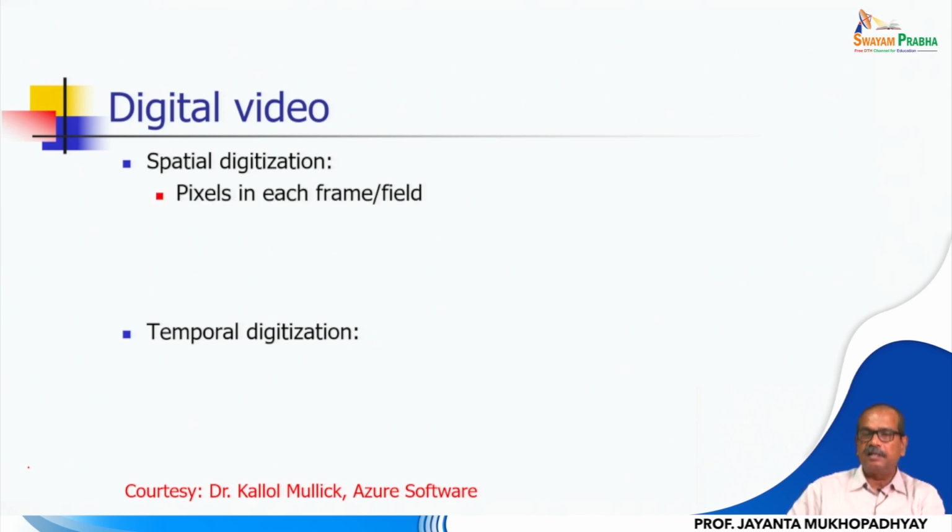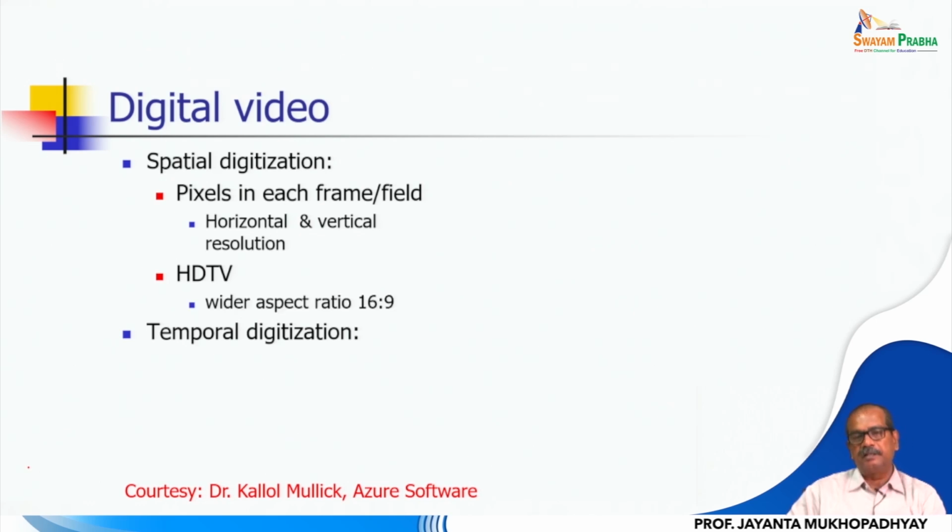So there are spatial digitizations. We say spatial digitization is over the space, that is, pixels in each frame or field. This digitization is also from the analog signal. So horizontal and vertical resolutions. We should note how many pixels per horizontal line and how many lines per frame. That is the specification of horizontal and vertical resolution.